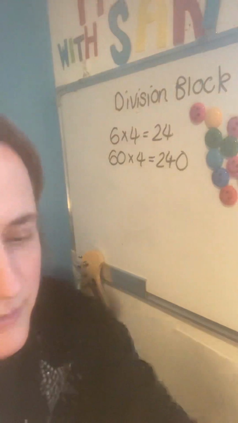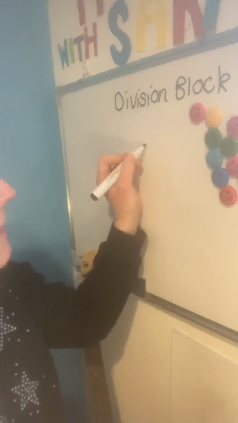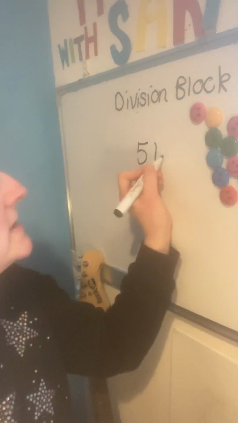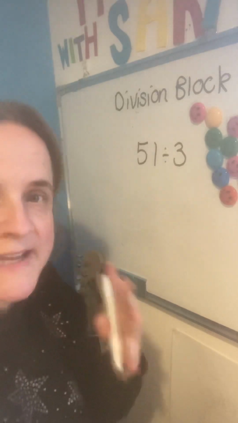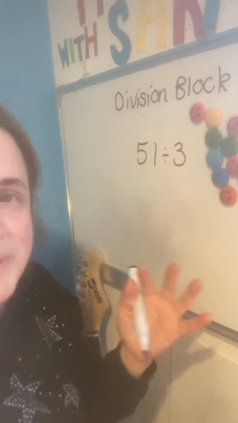And then we're going to say, well, what if the number isn't in the times table? Like 51 isn't an answer to any of the times tables. What if you had to do 51 divided by 3? And we'll chat about how you've got to get as close as you can to it. If we were doing 51 divided by 3, some people might just know it.